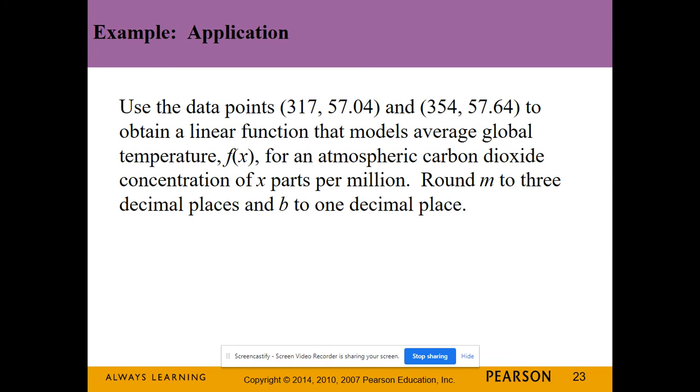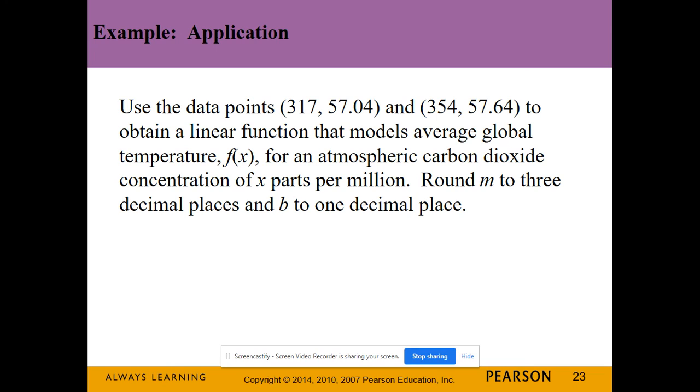All right, in application, we're going to use 2 data points to obtain a linear function that models average global temperature for an atmospheric carbon dioxide concentration of x parts per million. Round m to 3 decimal places and b to 1 decimal place.